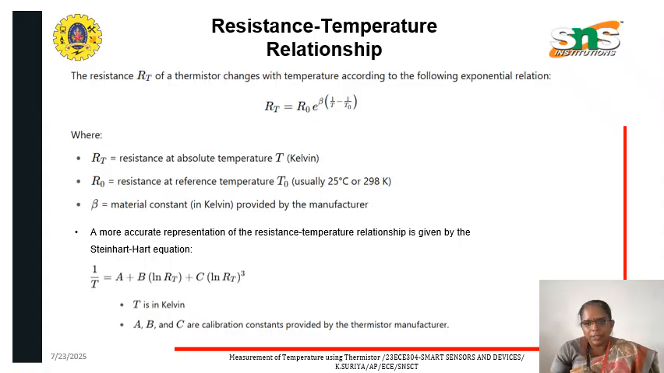Another important equation which represents the resistance temperature relationship is the Steinhart equation, which is given by 1 by T is equal to A plus B into ln of RT plus C into ln of RT the whole cube.